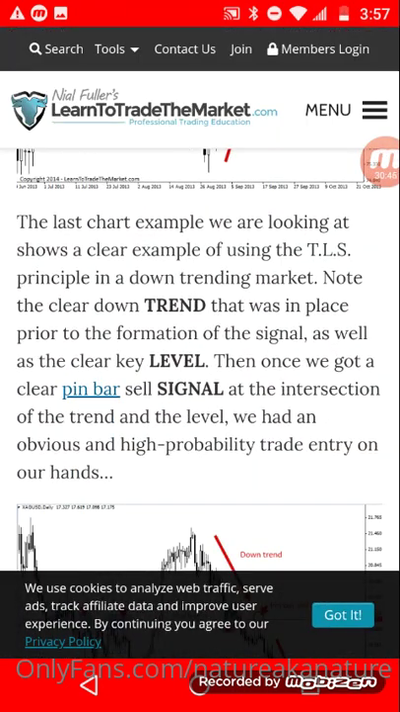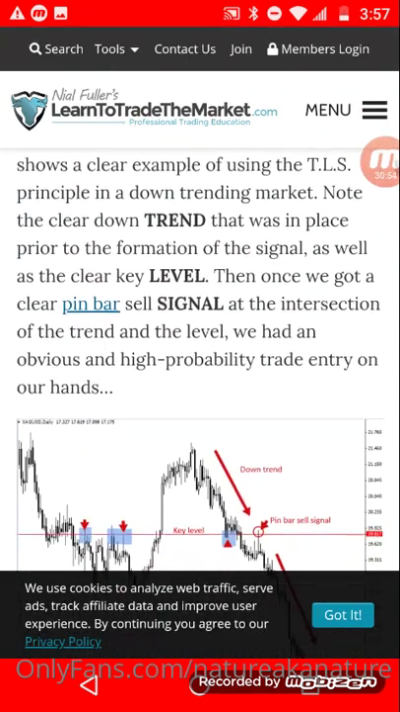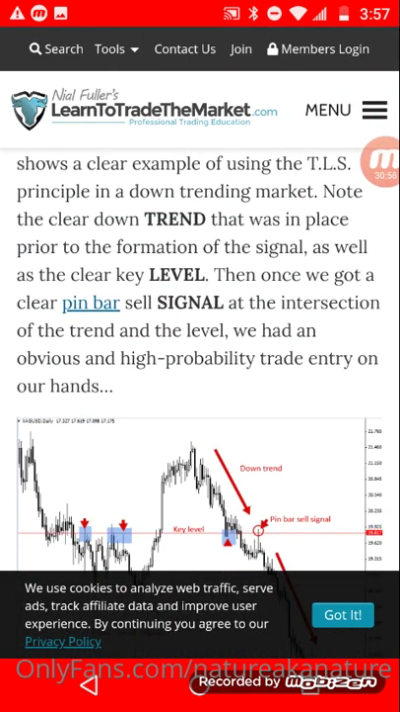Same thing on the downtrend. I'm going to show you an example of the downtrend. Alright, so you want to identify a trend first. Identify the trend. It's going down. Obviously, it's a bearish trend, downtrend, going down. Next thing, you want to find your key levels.